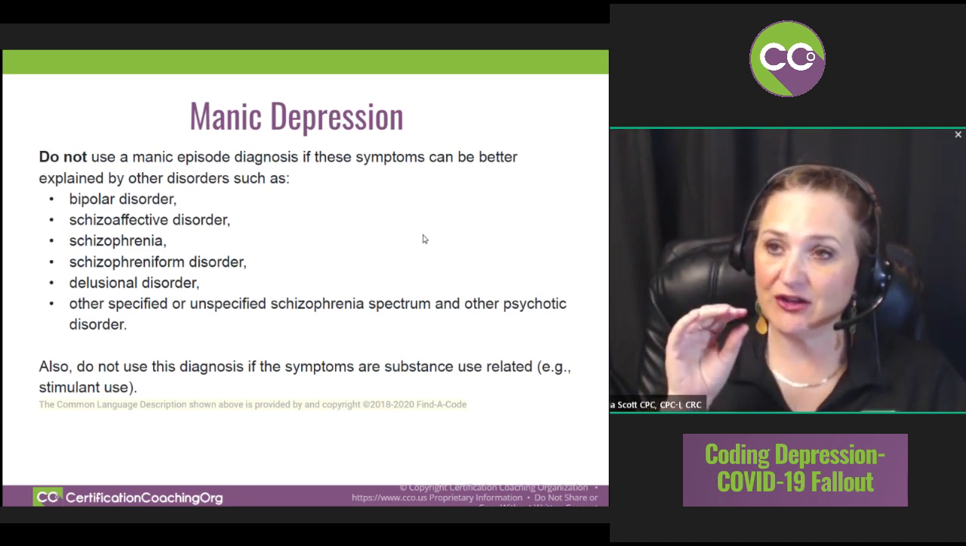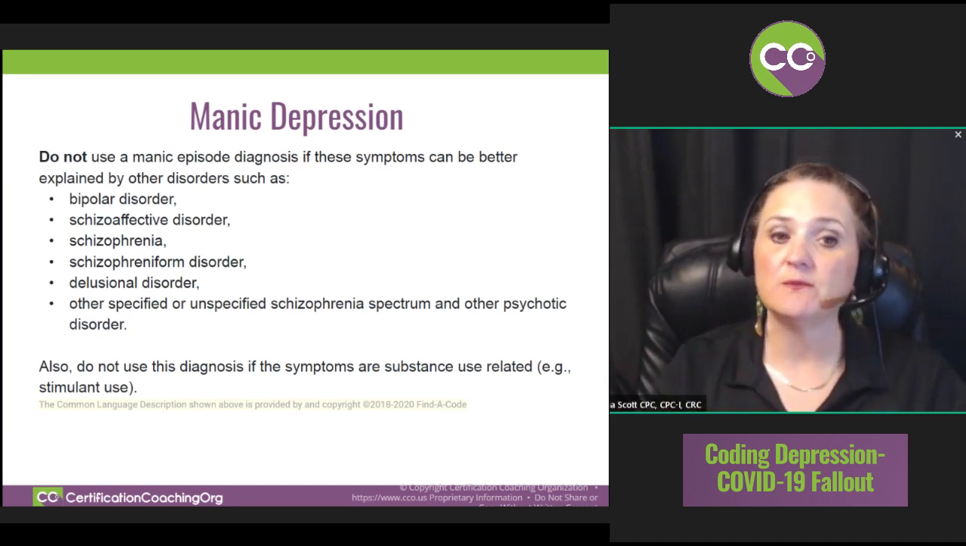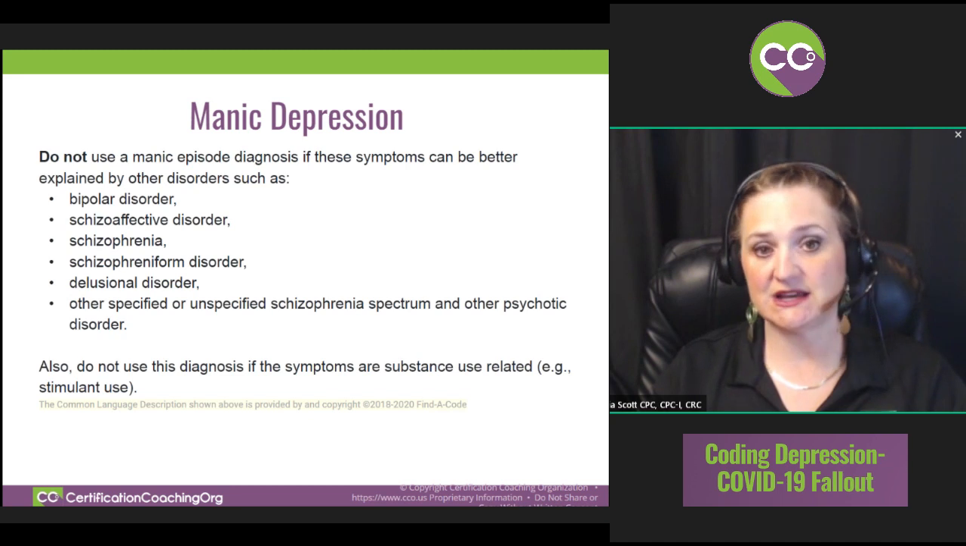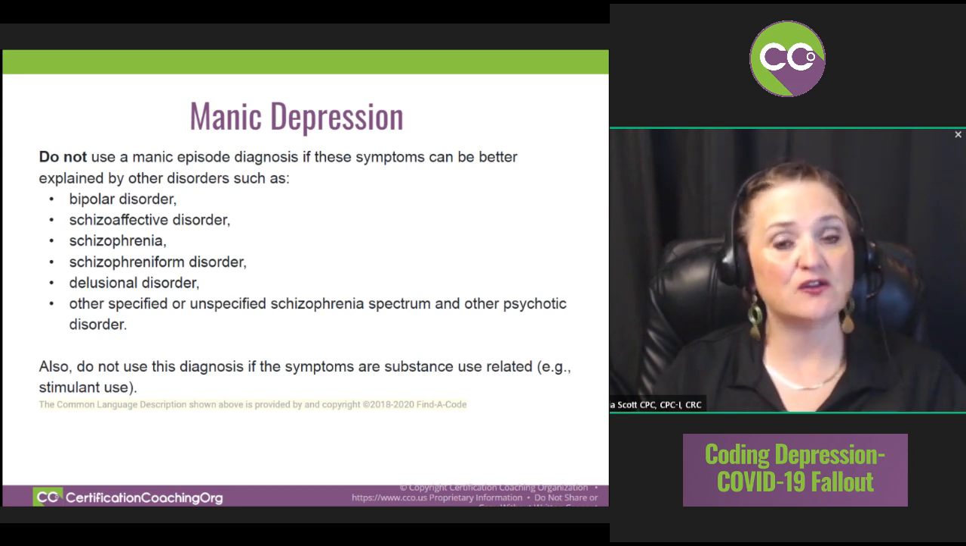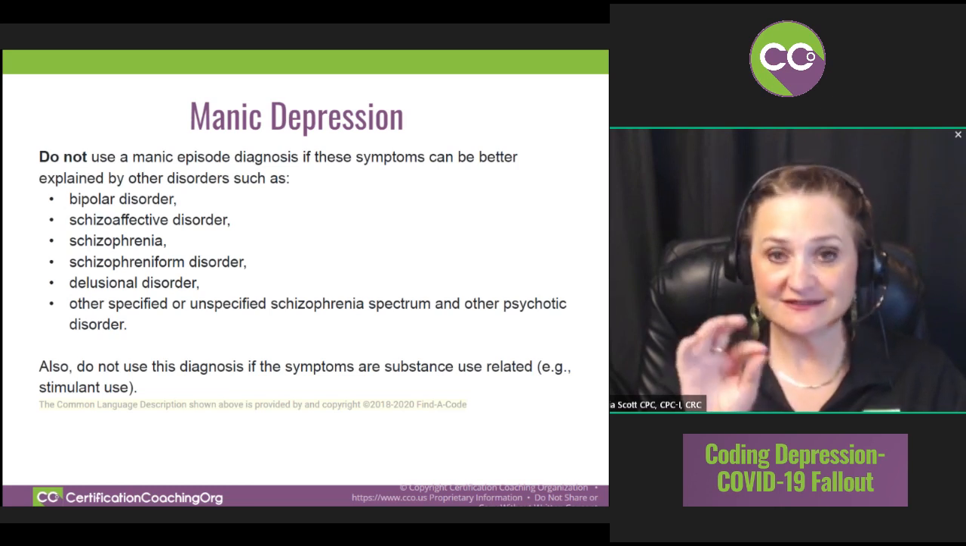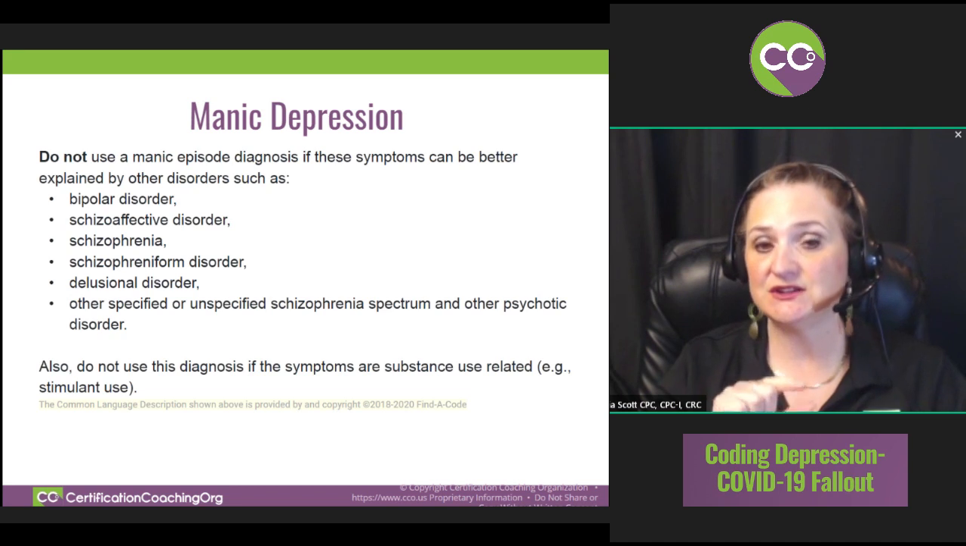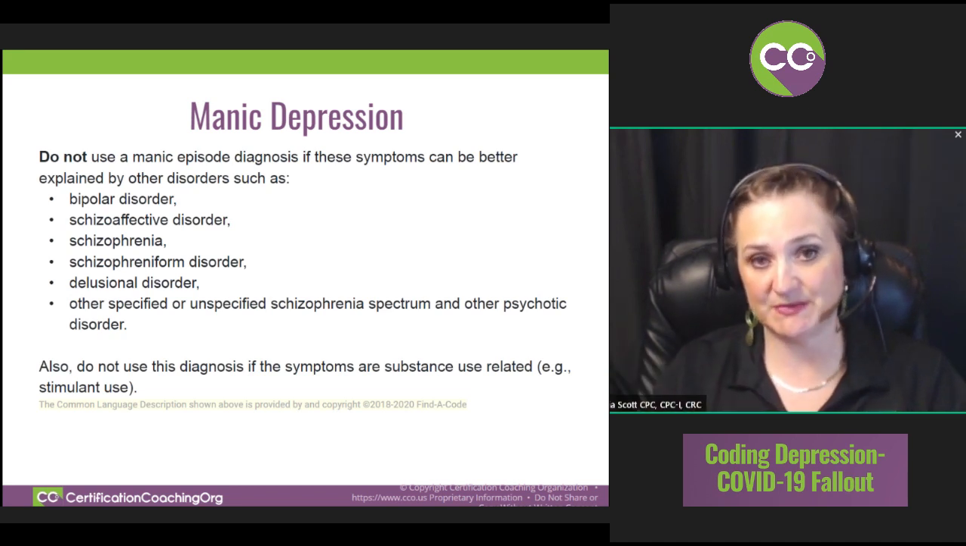And you'll always have a higher specificity if you're familiar with these diagnoses and the language that's commonly used. Wrap it all up with the description that's needed, for higher specificity.